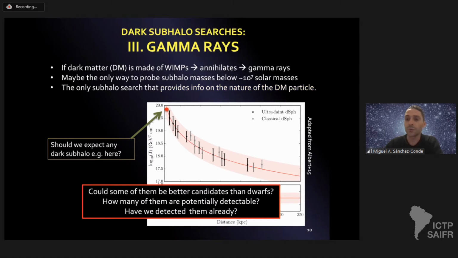What we want to test is whether we should expect some of these dark subhalos to be very, very close to the Earth and still yield a very relevant annihilation flux that would be competitive with, and even higher than, the ones expected from the dwarfs. If this is the case, there could be even more than one detectable subhalo. So this is something that we also want to understand: how many of them could potentially be detectable already with our instruments, and even more than that, whether we have already detected them. And I will explain in a second why I'm saying this.